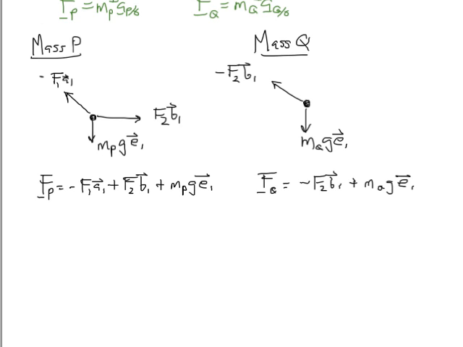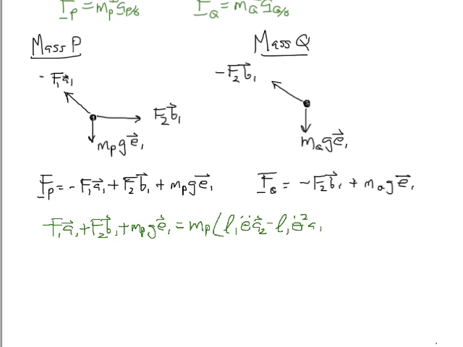We apply Newton's second law to mass P, with the force on the left hand side and mass times acceleration on the right hand side. And so we get negative F1 in the A1 direction plus F2 in the B1 direction plus the force due to gravity in the E1 direction is equal to the mass of point P multiplied times the acceleration, which is L1 theta double dot in the A2 direction minus L1 theta dot squared in the A1 direction.